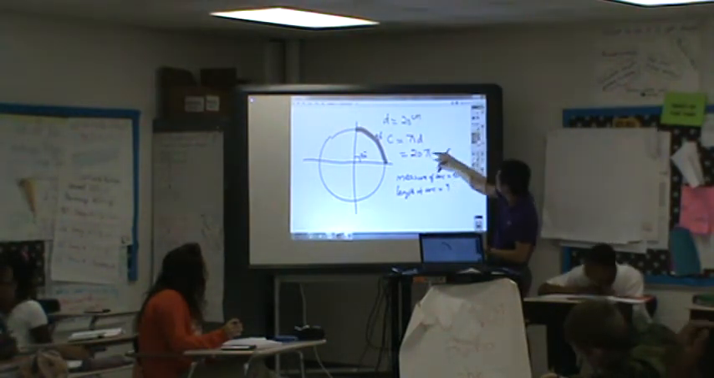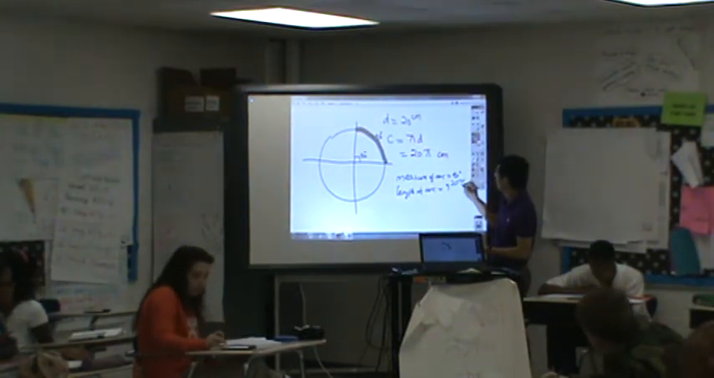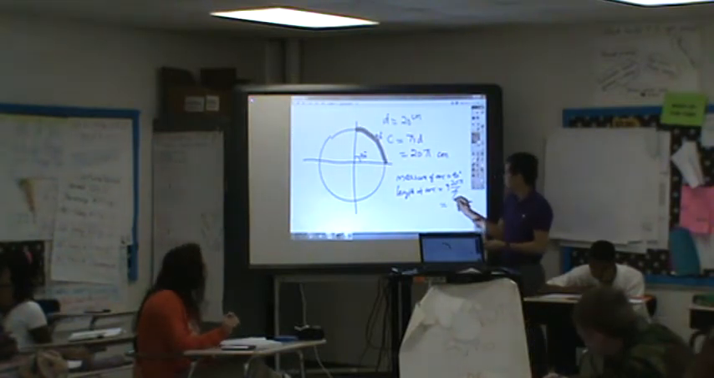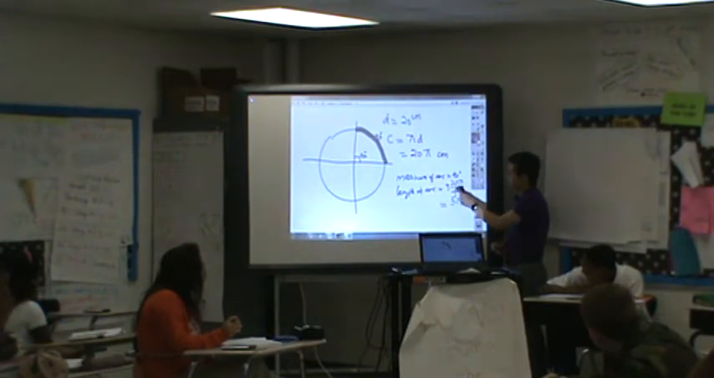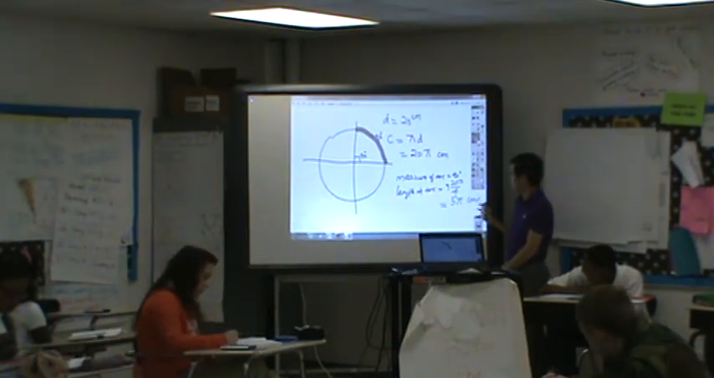Not 5. 20 pi divided by 4 gives me... wait, 15.7, which is 5 pi. Right? 20 divided by 4 is 5. The pi carries over, right? And then you need your units, which is centimeter.